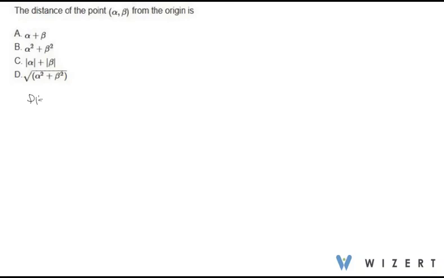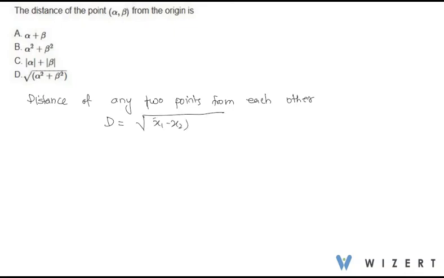We know the distance of any two points from each other is given by, let the points be x1, y1 and x2, y2. It is given by under root of x1 minus x2 whole square plus y1 minus y2 whole square.